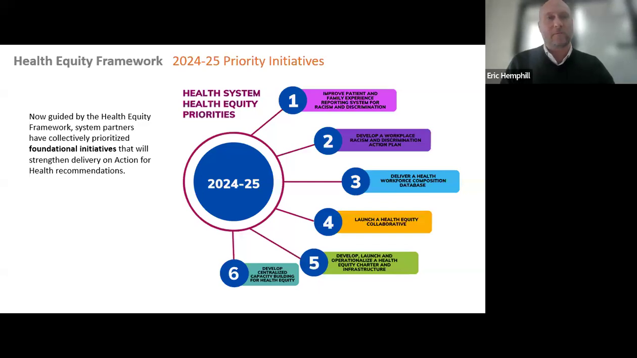And finally, focus primarily on the data side of things. We talk, as I mentioned, about representation within our system. We don't actually have a great idea of who's working within our system and how those folks might identify to begin with.